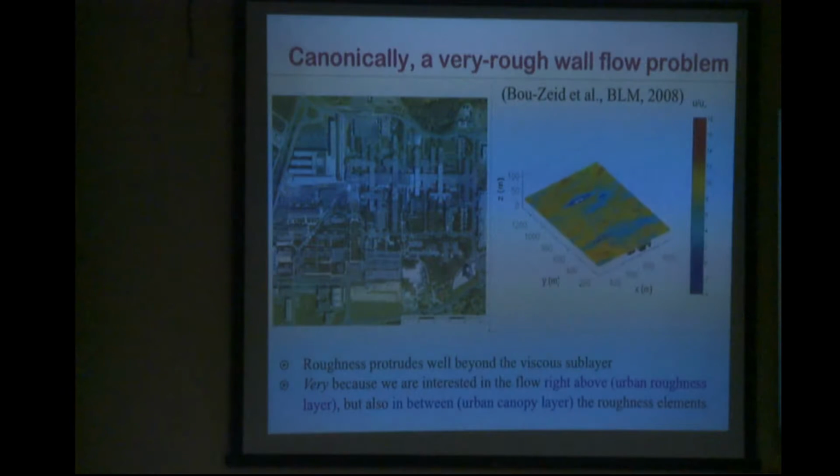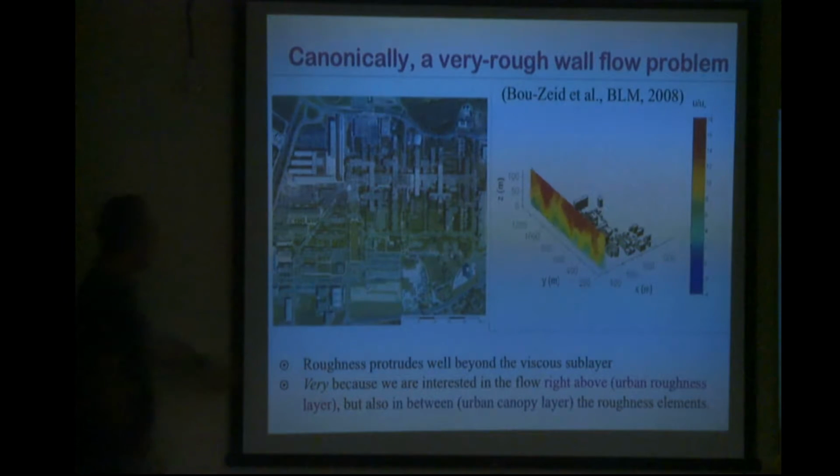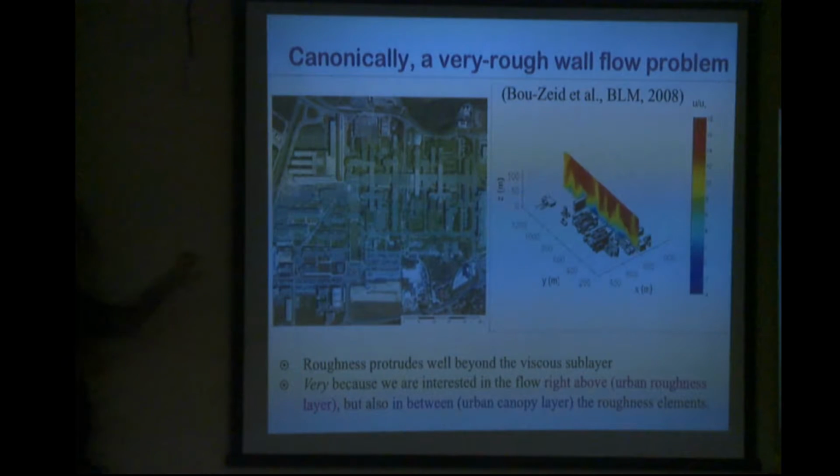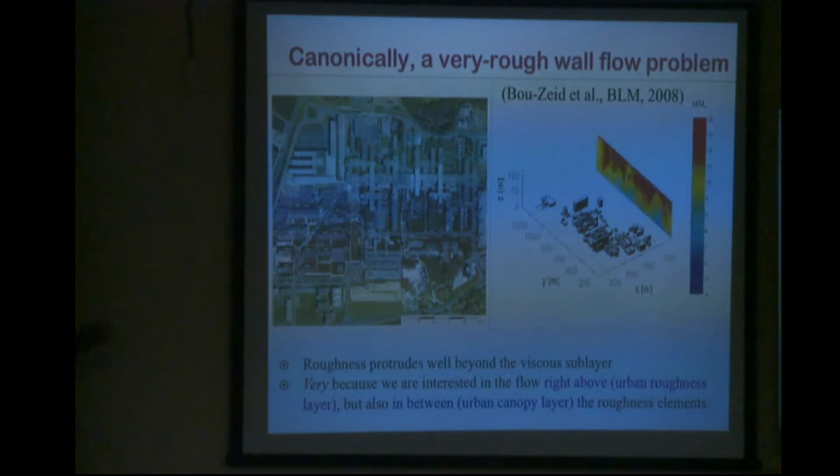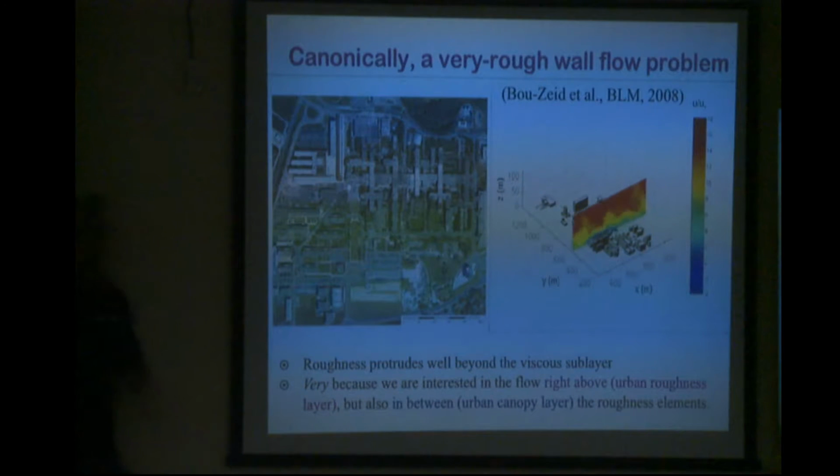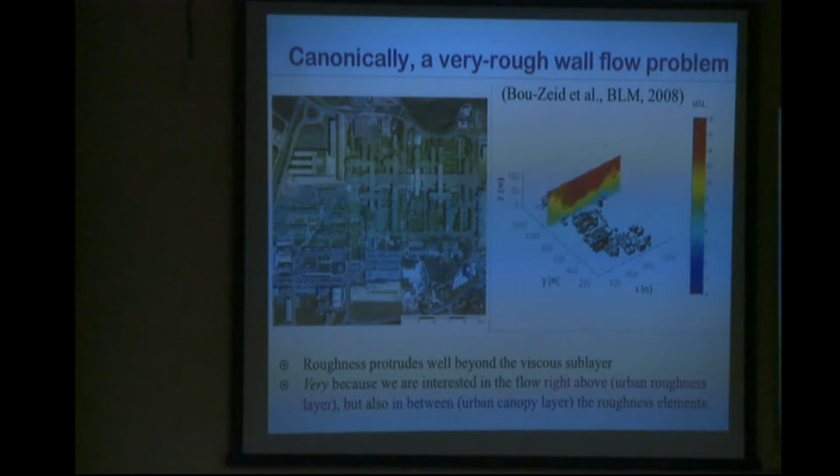Now, urban areas canonically are rough walls, but we term them very rough walls. Why do we add this "very"? The "very" is to say that the roughness protrudes well beyond the viscous sublayer. So these are really, really deep. And also because we are not only interested in the average flow above the roughness elements, we are also very interested in the flow in between the roughness elements. So I don't care what happens between two corn plants or between two grass leaves, but I care about what happens between two buildings. So by very rough, we mean these are very rough, and we also want to predict the flow in between the buildings.